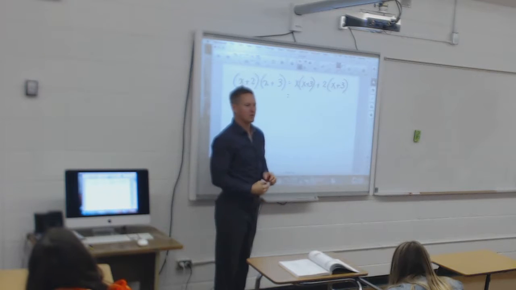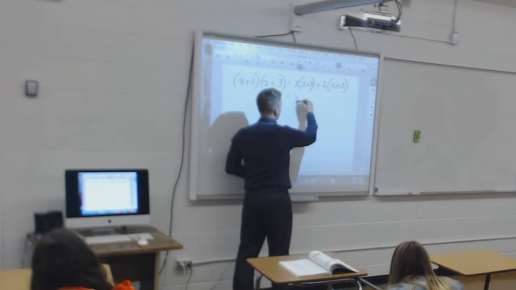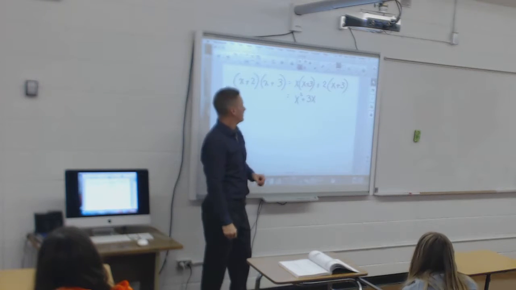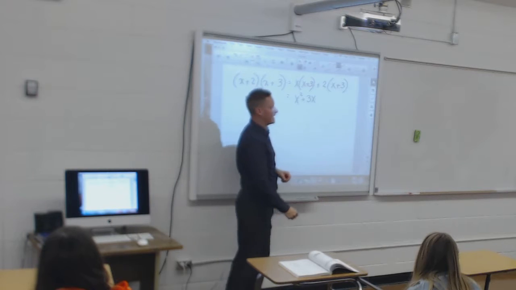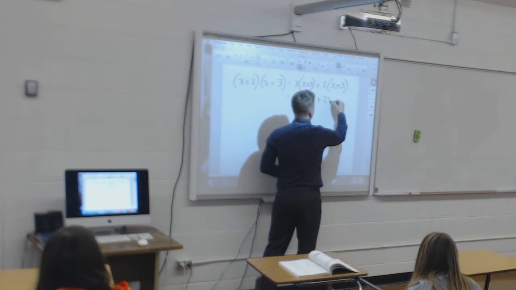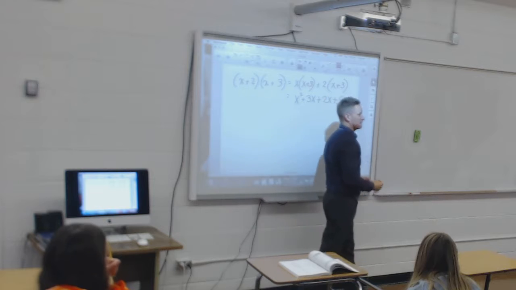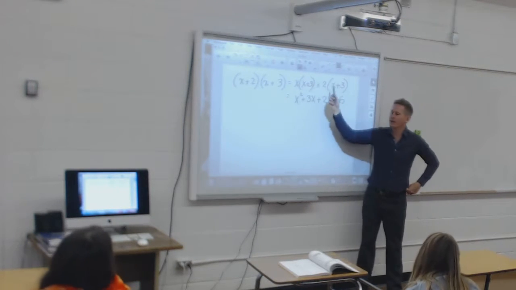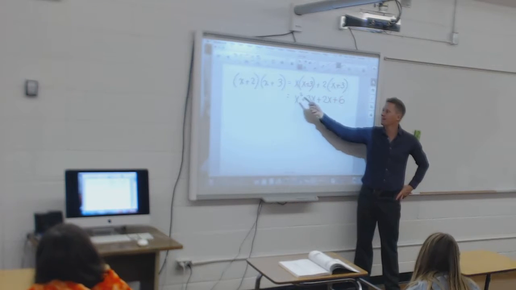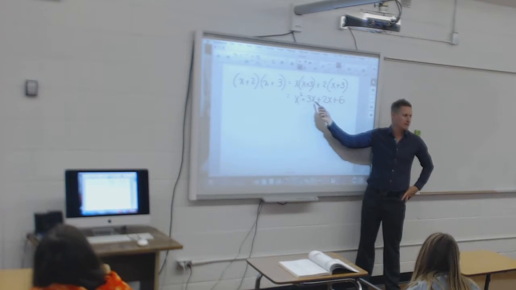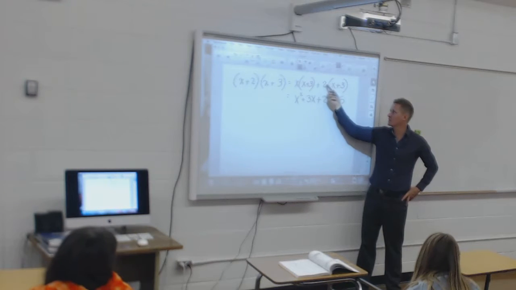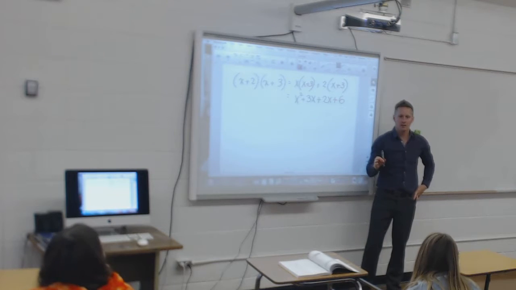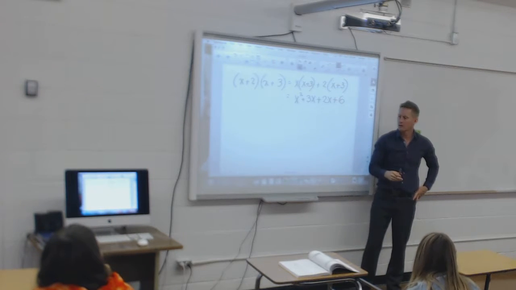Okay, so now I take it through the brackets. Take that x through the brackets. What do I get? X squared plus 3x. That's right. Take that 2 through the brackets. What do I get? 2x plus 6. Okay, so far? So x through the brackets, x times x is x squared. X times 3 is 3x. 2 times x is 2x. 2 times 3 is 6. Okay, so far? Rowan, you good? You okay? All right.